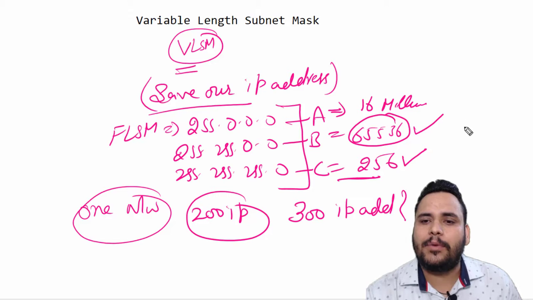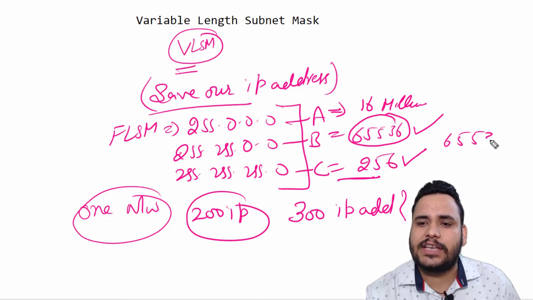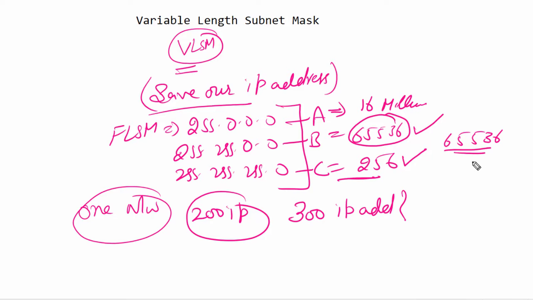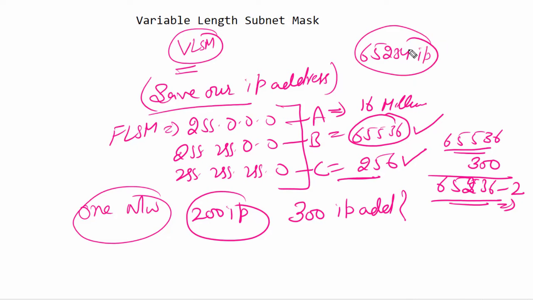So if I am going to use B class, then 65536 are the total IP addresses. Now I have to use only 300 IPs. Minus 2 we have to use for network ID and broadcast ID. But 65,234 IP addresses are going to waste. This is a huge wastage of IP addresses.